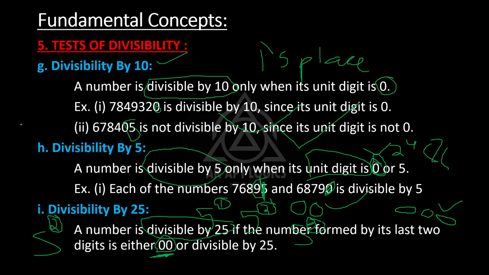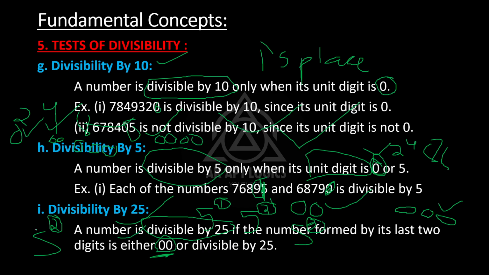Similarly, we also discussed 2, 4, 8, 16, right? For 2, if the last digit is 0, we can say it's divisible by 2. For 4, if the last two digits are 0, we can say it is divisible by 4. For 8, if the last three digits are 0, we can say it is divisible by 8. For 16, if the last four digits of a given number are 0, we can say that the given number is divisible by 16. Similarly, in the case of 25, if the last two digits are 0, we can say that the given number is divisible by 25.